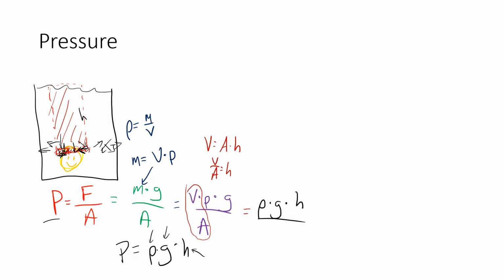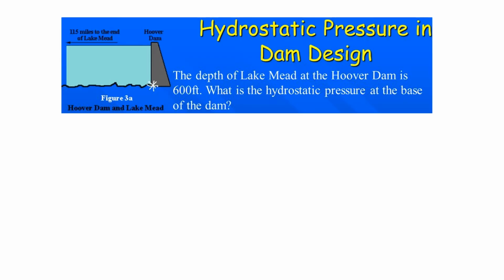Let's do a practice problem. So for this practice problem, we have the depth of Lake Mead at the Hoover Dam is 600 feet. I went ahead and switched that over for you. This is going to be 183 meters. What can I say? Except you're welcome. What's the hydrostatic pressure at the base of the dam? So down here, there's going to be a lot of pressure. How much pressure is there? Well, let's figure it out.